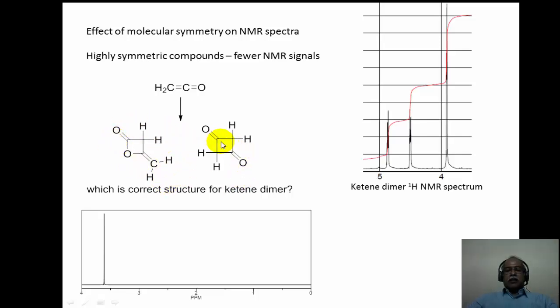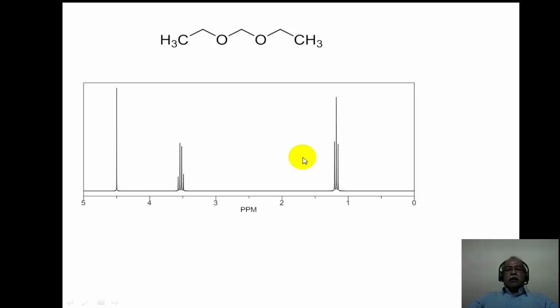If you look at the other structure, which is a highly symmetrical structure, there is a plane of symmetry passing through this molecule, and there is another plane of symmetry passing through the molecule. There is also a C2 axis of symmetry that makes all the four hydrogens chemically equivalent, so it is expected to give only a singlet. Indeed, it does show only a singlet around 3.6 ppm or so in the NMR spectrum.